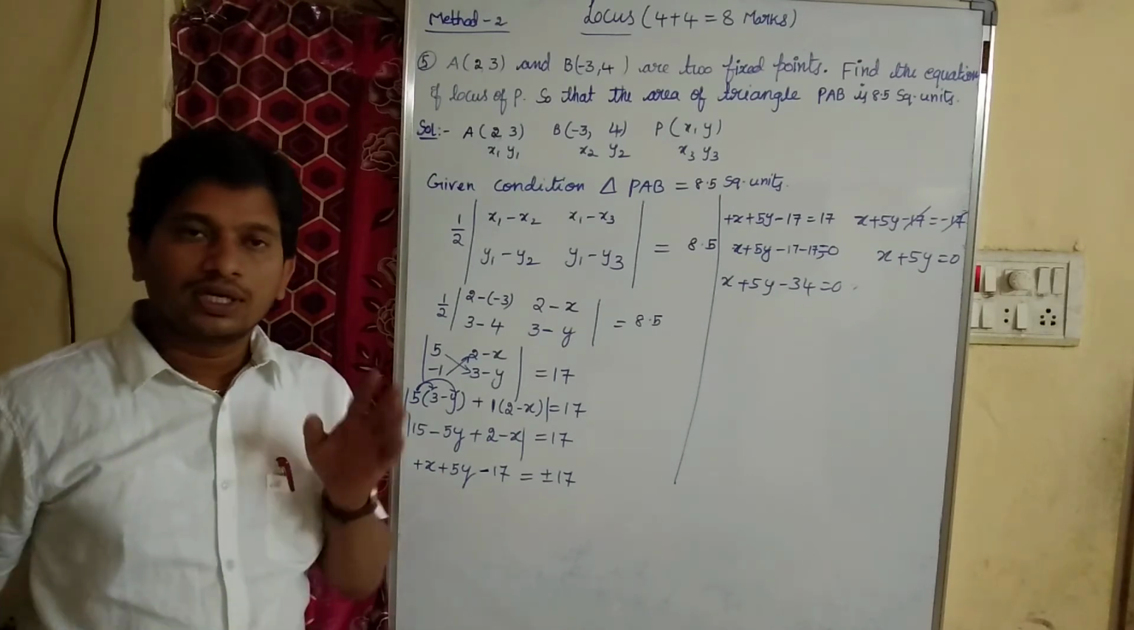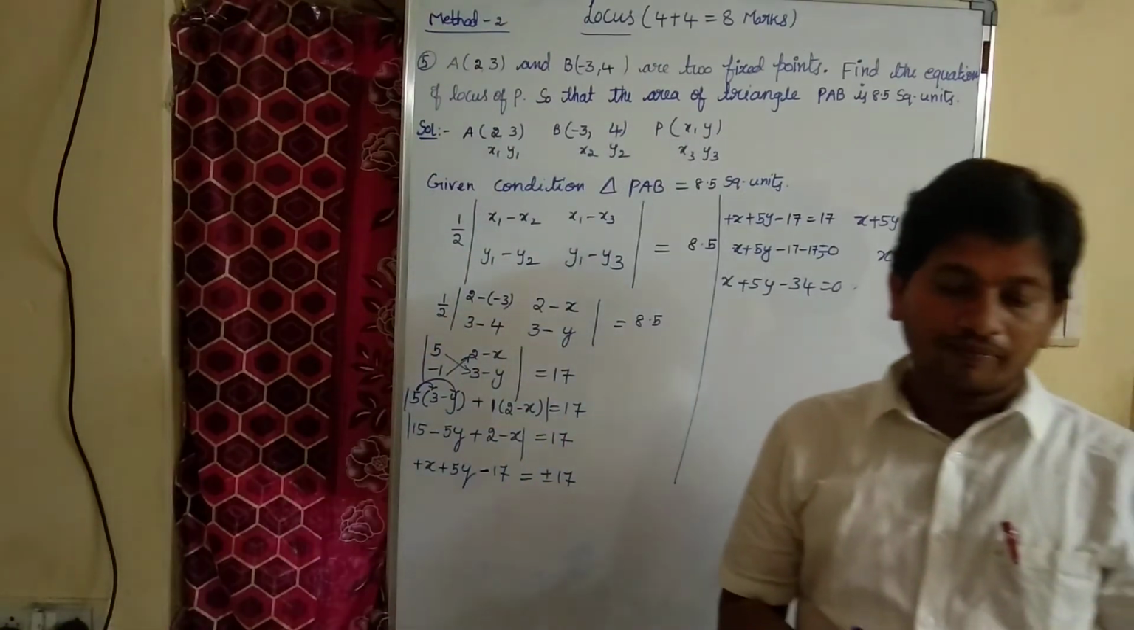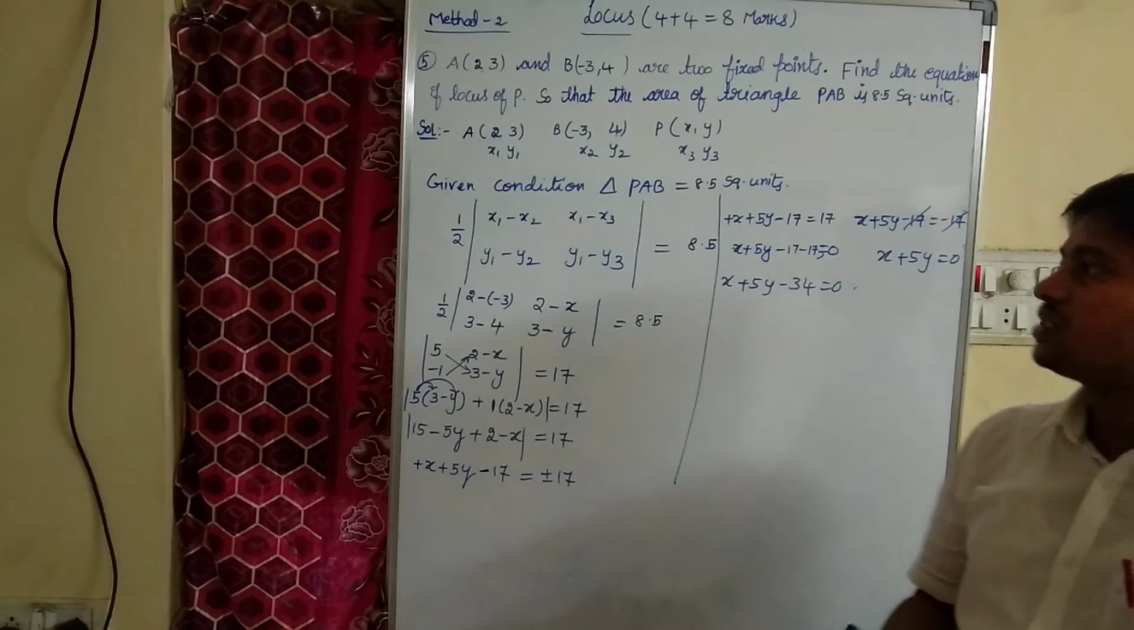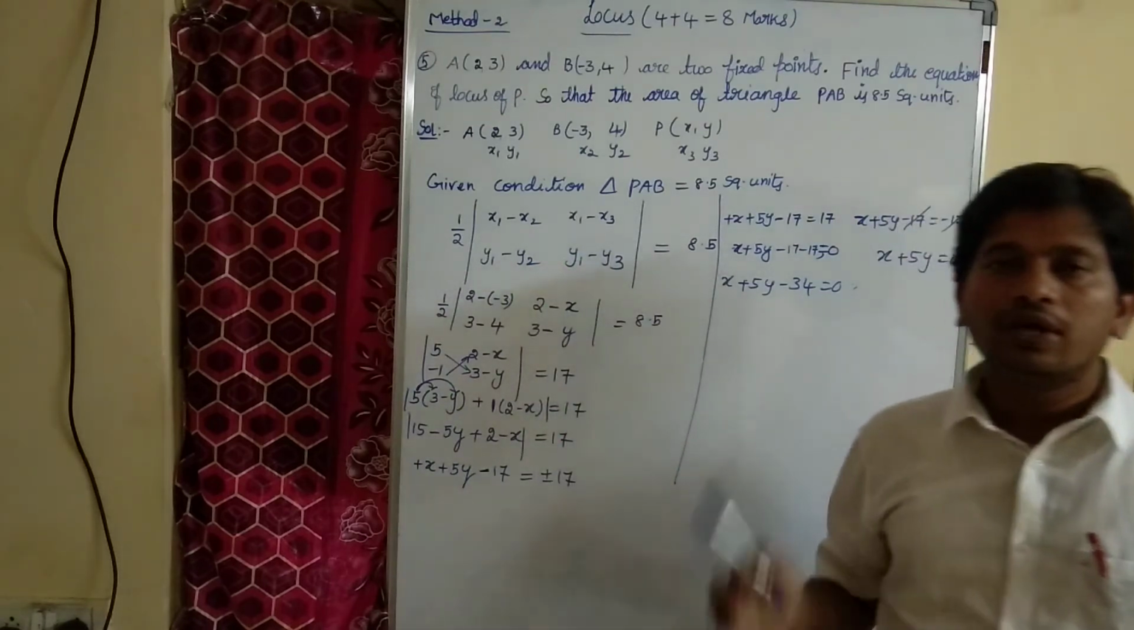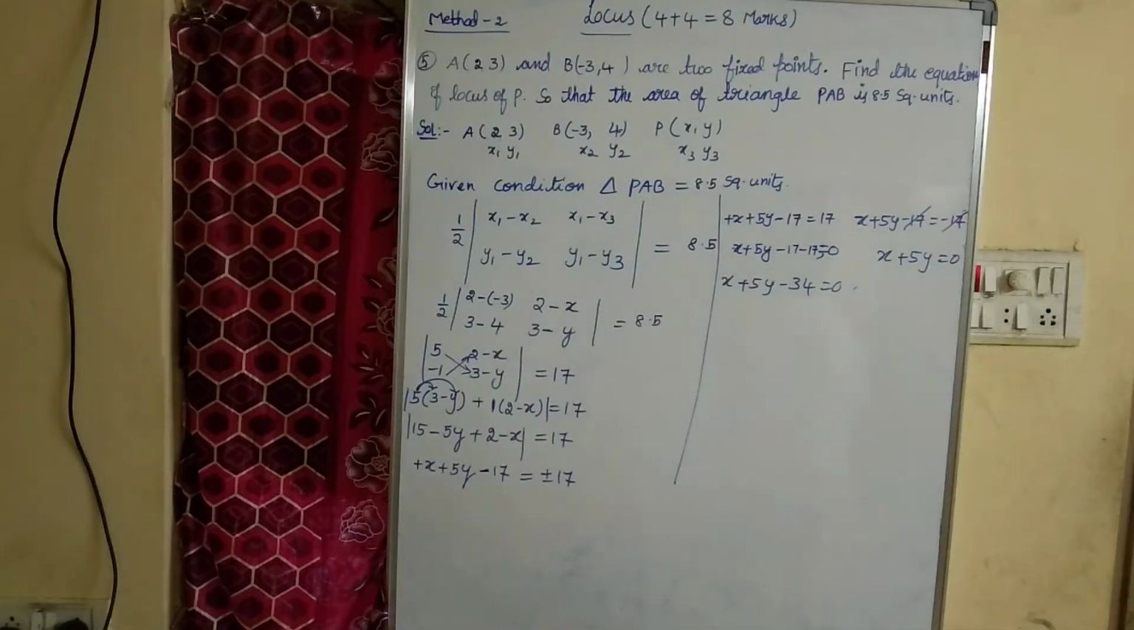So this is our second method, that is area of triangle PAB. The area of triangle PAB formula is half into x1 minus x2, x1 minus x3, y1 minus y2 and y1 minus y3.